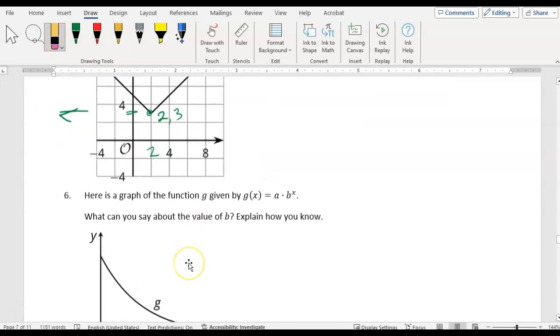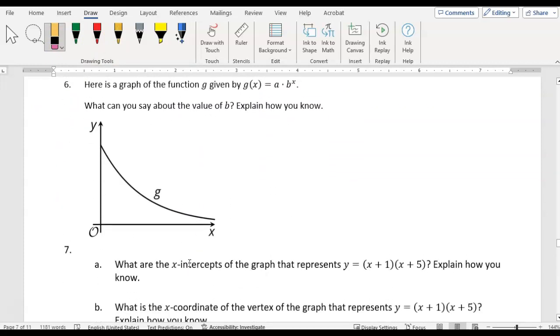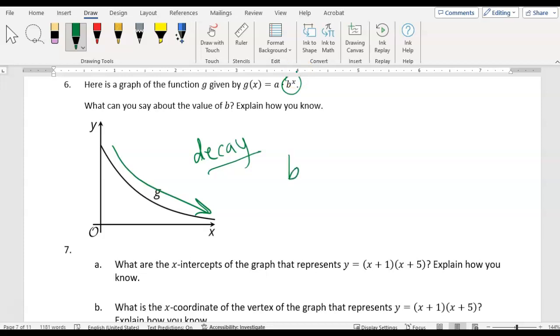So here is the graph of the function g given by g of x equals a times b to the x. What can you say about the value of b? Explain how you know. So I see that this is decreasing, right? So this is decay. And this is a review of exponential functions, because see the exponent is an x or a variable. So this is decay, which means that b has to be between 0 and 1, right? It's a decimal or a fraction because it is decreasing, and what is left is a percent of what originally existed.